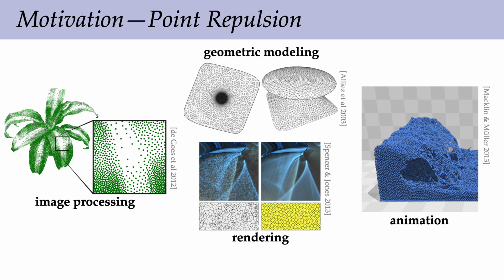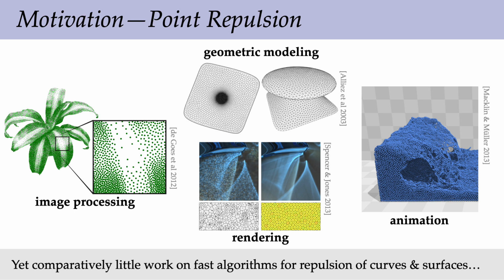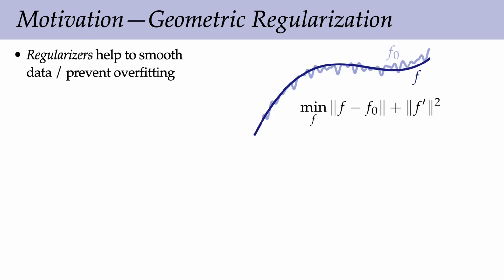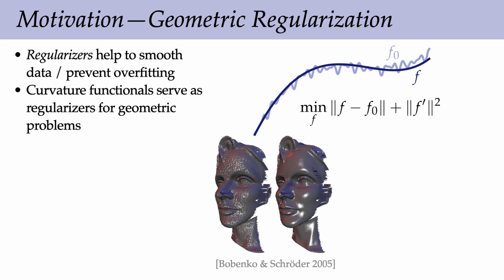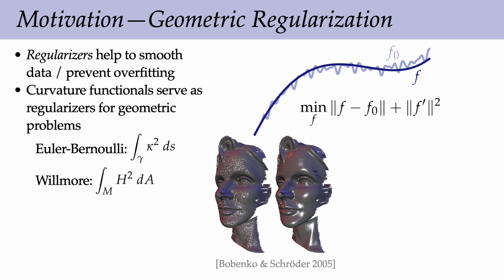methods. Yet, given all the applications of point repulsion, there's surprisingly little work on algorithms for repulsive optimization of curves and surfaces. So, why might you care about higher dimensional repulsive geometry? Well, one perspective is to think about regularization. So in general, a regularizer helps to provide smooth solutions when fitting data. So for instance, you might want a function that matches your observations, but also has small derivatives. In geometric problems, curvature functionals like Euler or Willmore energy have traditionally played the role of regularizers, enabling us to fit data while keeping the fit smooth.